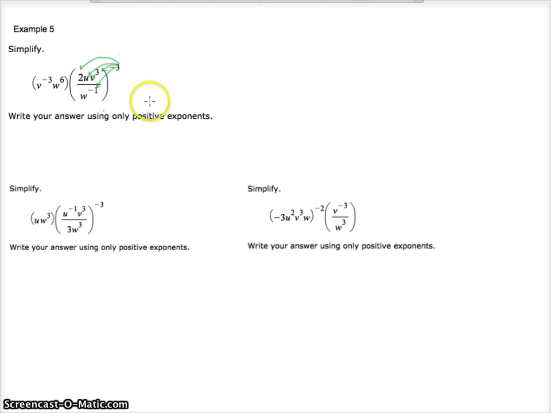Okay, so here's how I'm going to rewrite this. I'm going to have v to the -3, w to the 6, and I'm going to put everything back in parentheses. So I'm going to have 2 to the -3, u to the -3, v to the -9, over w to the 3.